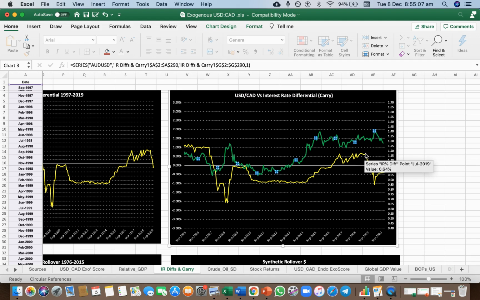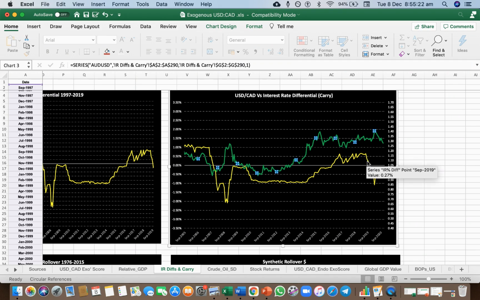So the US did have a stronger interest rate than Canada previously, and the US dollar, Canadian dollar had been around 140 before interest rate cuts were implemented.